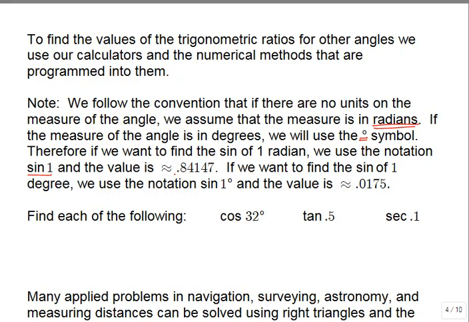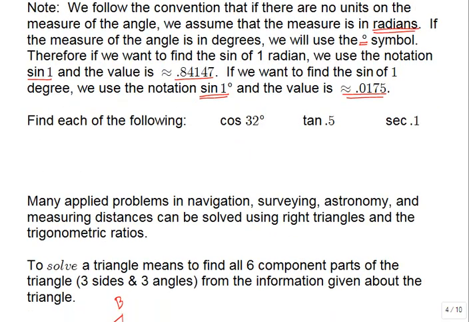And when you do that on your calculator, you end up getting 0.84147. If I wanted to find the sine of 1 degree, then you should see that little degree symbol after the 1, and it has a totally different value, 0.0175. So let's practice finding these on our calculator. So if I want cosine of 32 degrees, first you need to make sure that you are in degree mode on your calculator.